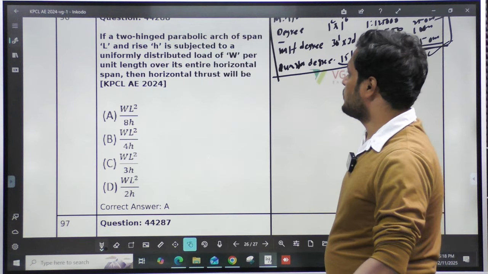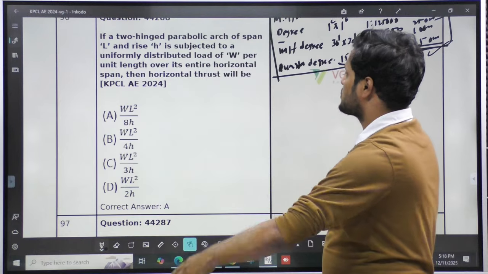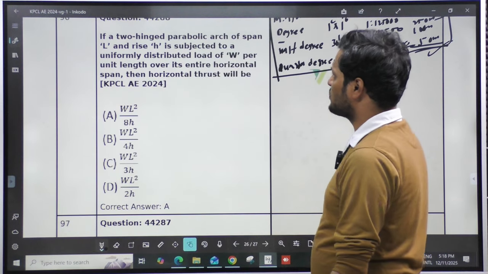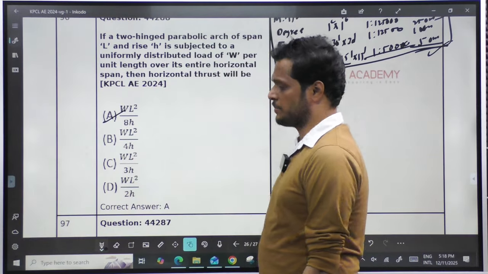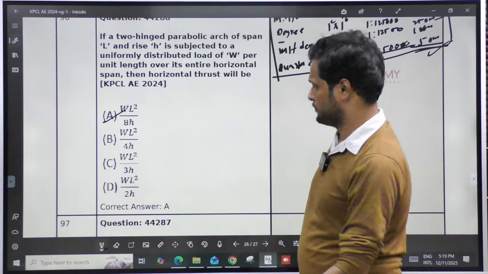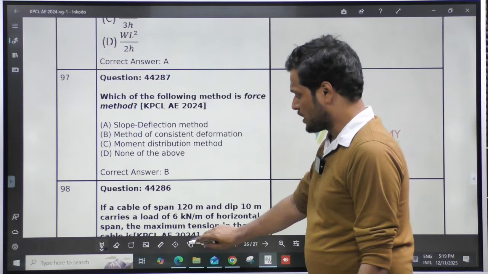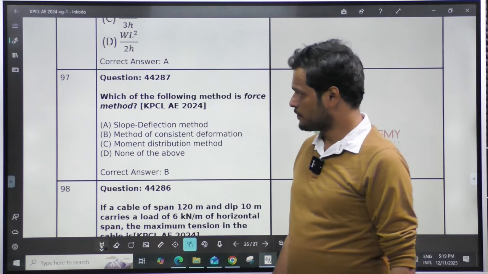Next, if a two-hinged parabolic arch of span L and rise H is subjected to a uniformly distributed load of W per unit length over its entire horizontal length, then the horizontal thrust will be, direct formula, WL square by 8H. Same formula we use for cables also. Cables and arches, that's why that chapter is a combined chapter, arches and cables.